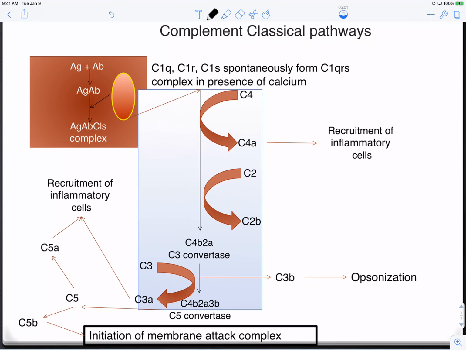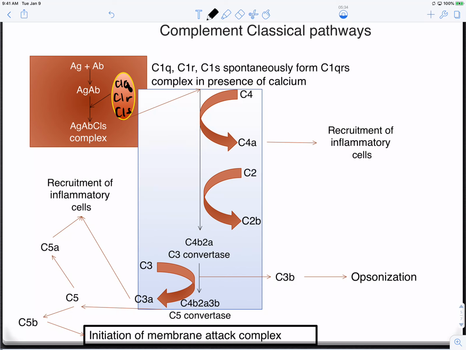So this is a diagram that I made to show the complement classic pathway. And the reason I'm showing the classic pathway is because the classic pathway is the only one that uses all the complement components. So here we have C1q, C1r, and C1s. Now C1q, r, and s is where the classic pathway starts. So they have to be activated first. And they're activated by the acquired immune response, by an antibody.